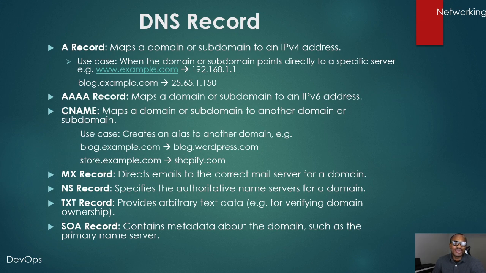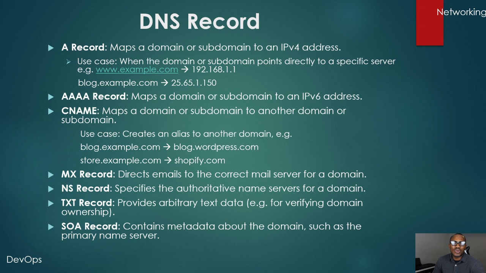We also have the quad A record, which is used to map a domain or a subdomain to an IP version 6 address. We also have the canonical name record, which is a CNAME record, which is used to create an alias to another domain. It is used to map a domain or subdomain to another domain or subdomain. We also have the MX record, which is the mail exchanger record. This record is used for email. It directs email to the correct mail server for that domain.